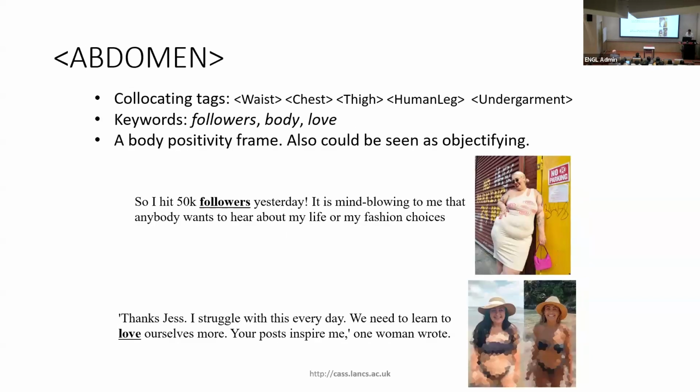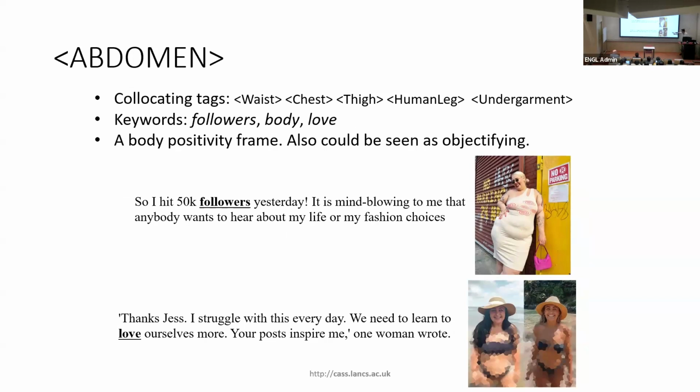Now here's the abdomen tag, and this was more common in the Daily Mirror and this Star as well. So these are images that contain tags like waist, chest, thigh, undergarment, and human leg, as well as abdomen. We're often finding these very body positivity articles, again, which I've mentioned already. Pictures of young women often wearing quite tight or revealing clothing or swimwear in some way.